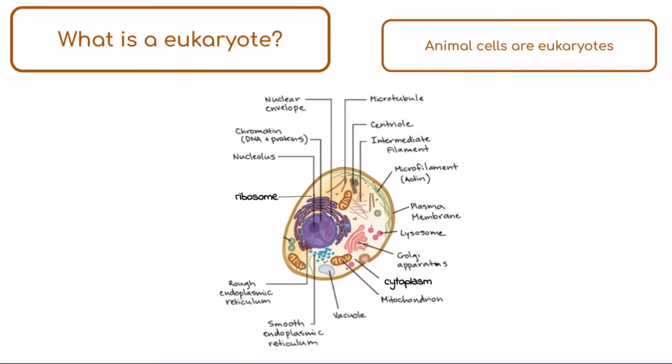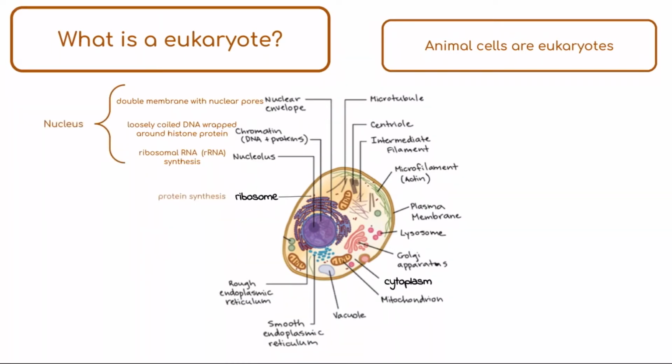If we start from the left, we can see that there is a double membrane porous nuclear envelope, chromatin, which is loosely coiled DNA wrapped around histone proteins, and the nucleolus, which is the site of RNA synthesis, which together make the nucleus. We also have ribosomes, which are essential for the second stage of protein synthesis, translation.